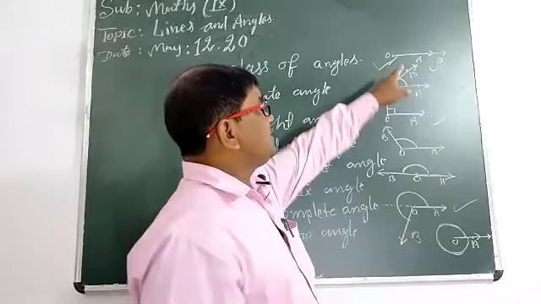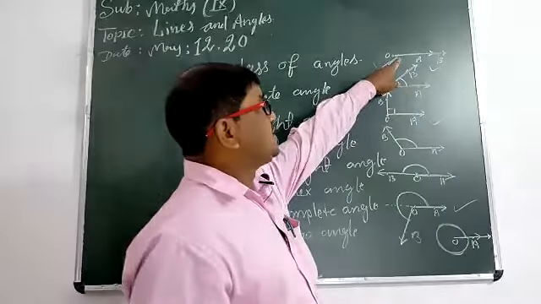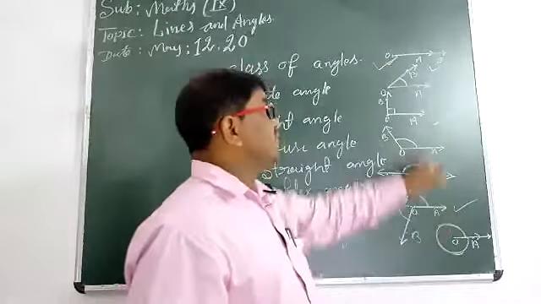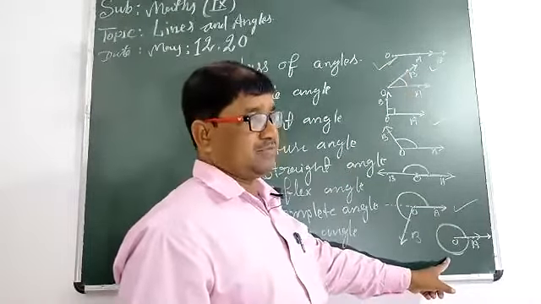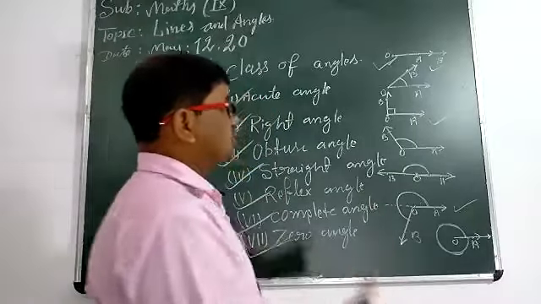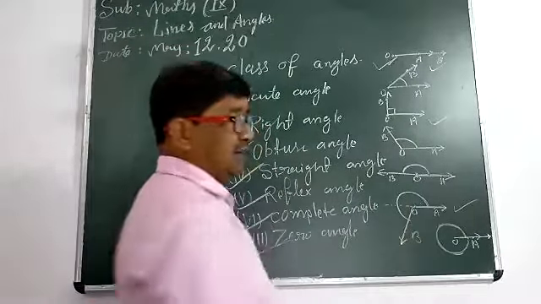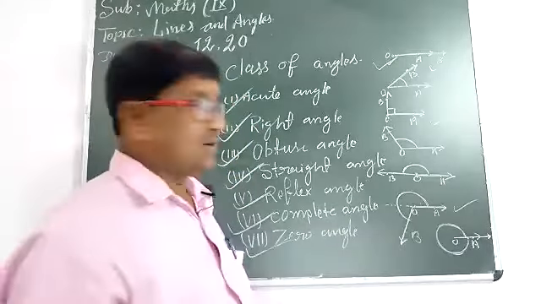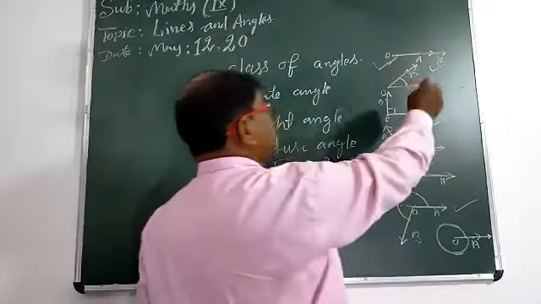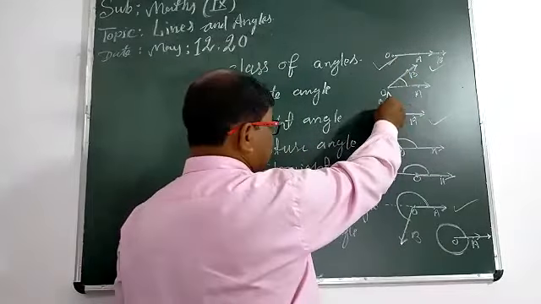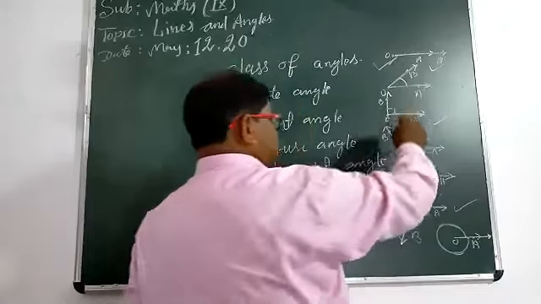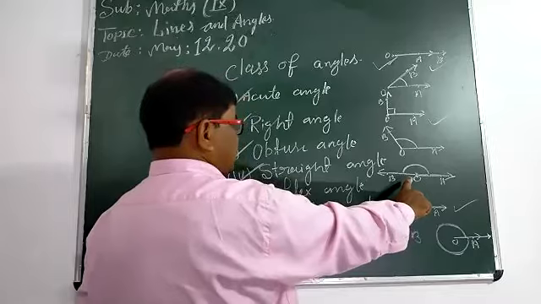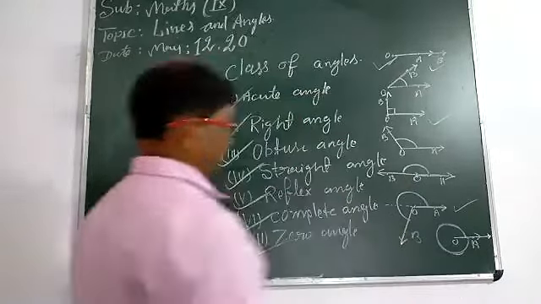Now we should mind zero angle and complete angle. What is the difference in diagram? These two diagrams: zero angle and complete angle. In this way, we should draw different types of angle and try to write the definition ourselves. Understood? Zero angle, acute angle, right angle, obtuse angle, straight angle, reflex angle, and complete angle. Okay, understood?